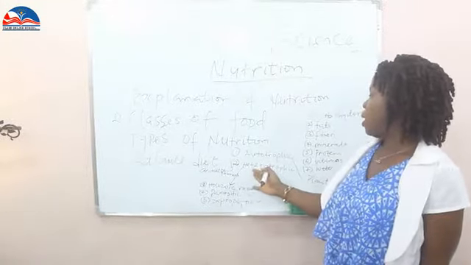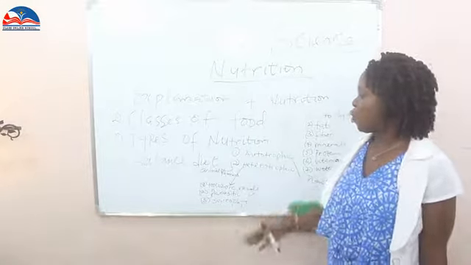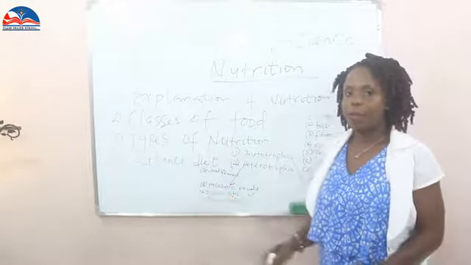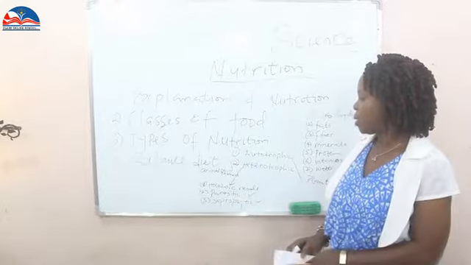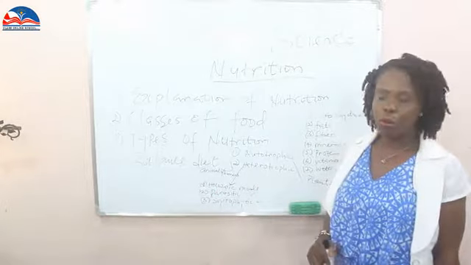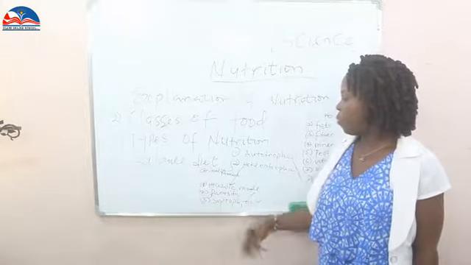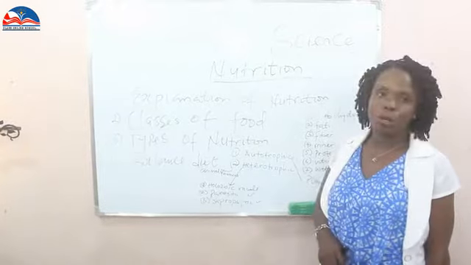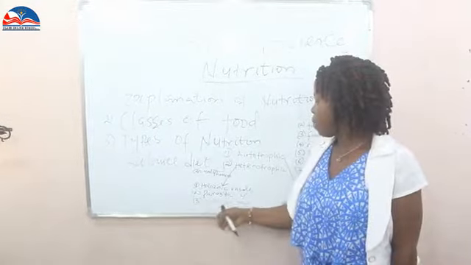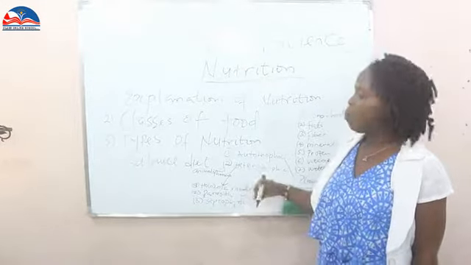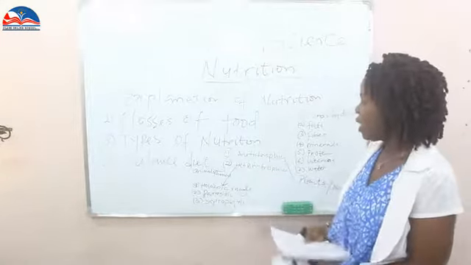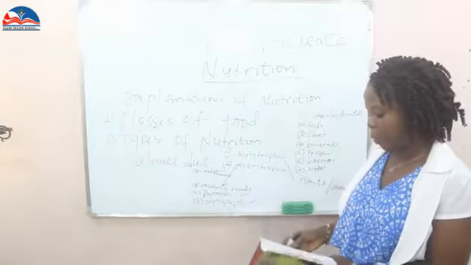And under this heterotrophic kind of nutrition, we have three kinds of nutrition that come under the subheading. We have the holozoic mode of nutrition. Then we have the parasitic mode of nutrition. Then we have the saprophytic mode of nutrition. Let's take them one at a time.